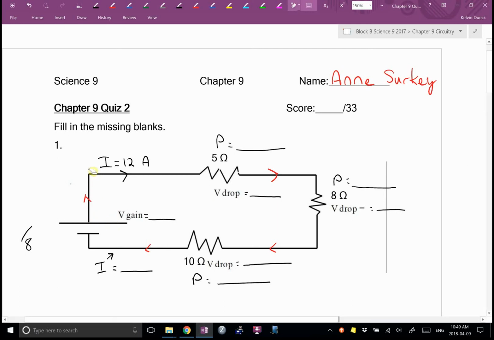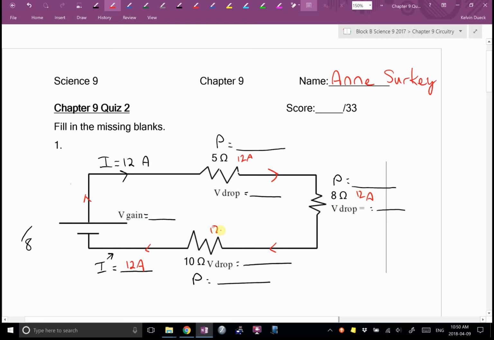Good. So now I'm going to walk along. Do they need a current there? How many amps, by the way, are going through this particular resistor? It's got to be 12 because there were no splits or rejoins, no junctions. Also 12 amps. Also 12 amps. Okay, so I'm going to make a little note there. 12 amps. I know there's 12 amps here.